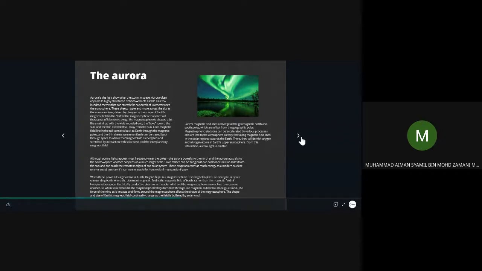Solar matter can be flung past our position 93 million miles from the sun and can reach the remotest edges of our solar system. These eruptions carry as much energy as a modern nuclear reactor could produce if it ran continuously for hundreds of thousands of years. When these powerful surges arrive at Earth, they reshape our magnetosphere.